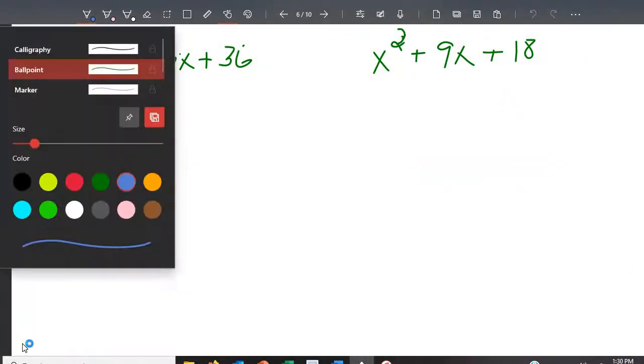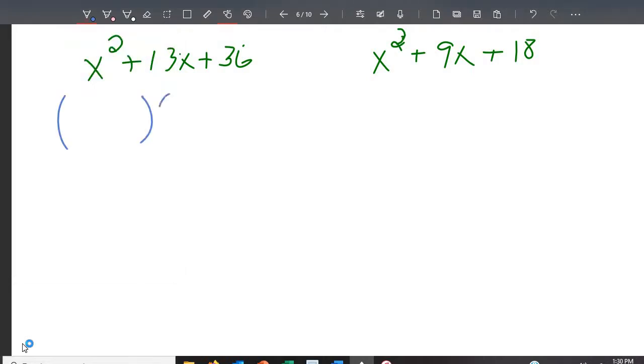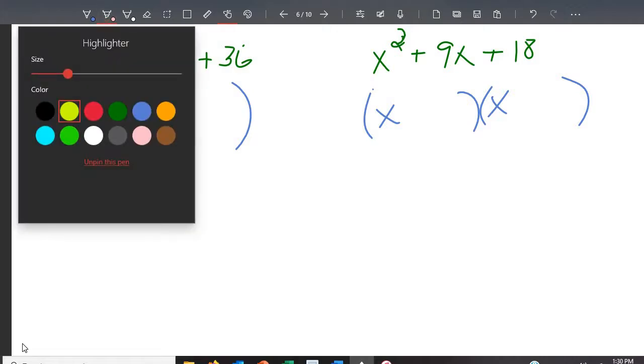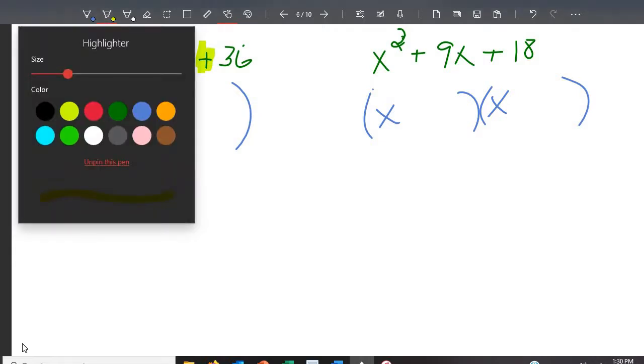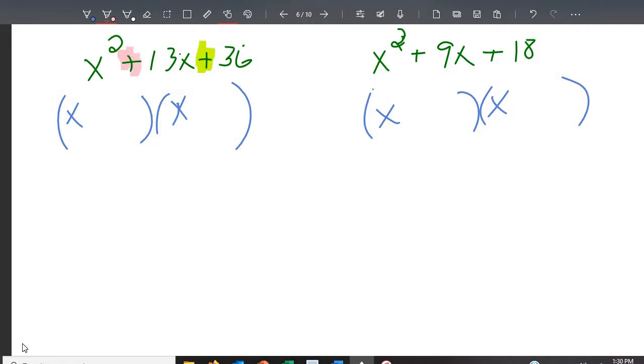Alright, let's do this. Same deal. It's going to factor like this: an x and an x, an x and an x. Again, the sign at the end is positive, so the signs are going to be the same. And the sign in the middle tells me what to put in the parentheses. Both of them are plus signs.